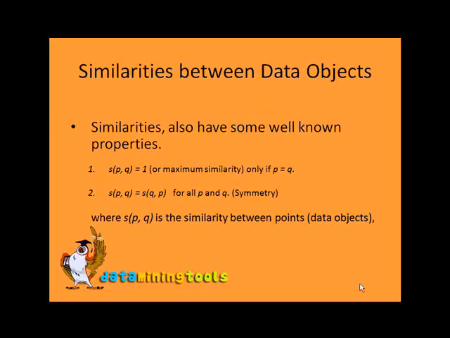Similarities between two data objects. Similarities also have some well-known properties, like similarity of P and Q is 1 only if P is equal to Q, and similarity of P, Q becomes equal to similarity of Q, P for all P and Q when it is symmetry, where similarity of P, Q is the similarity between points, that is data objects.